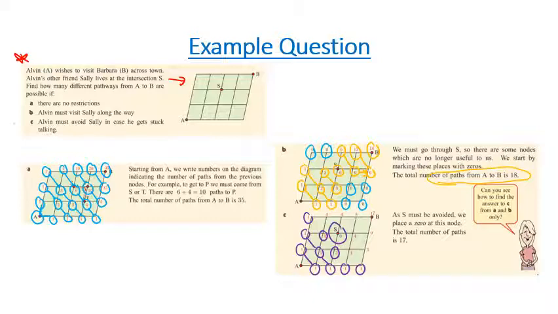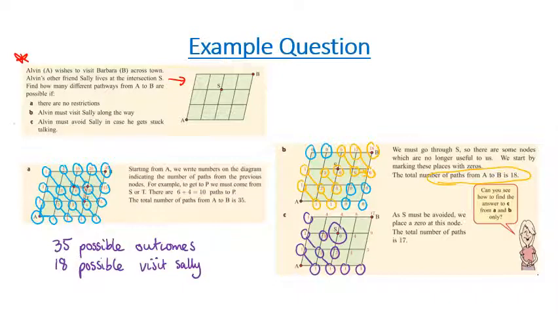But there's an even better way we can do this. If there's 35 possible outcomes with no restrictions, and we then say we have to visit Sally, and there's 18 possible when we have to visit Sally, rather than adding up everything like we've done over here, we can just take away and work out that there has to be 17 possible outcomes if we don't visit Sally, right? Because there's only 2 options. We either visit her or we don't. If we visit her, there's 18 possibilities. If we don't visit her, that must be all the other options, which gives us 17. So you can do your adding if you want to, or you can simply subtract from the total possible outcomes.